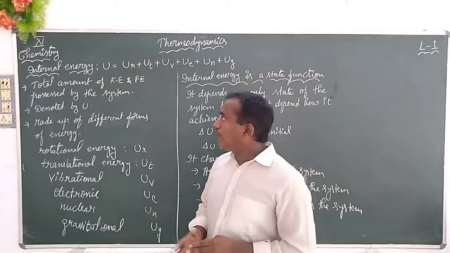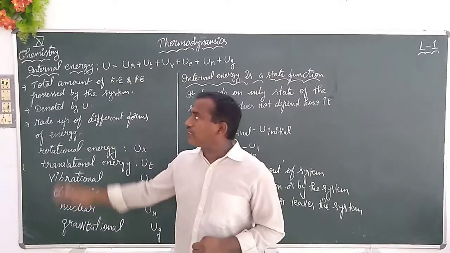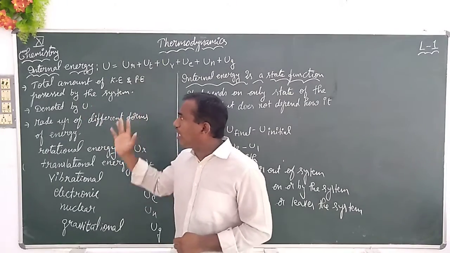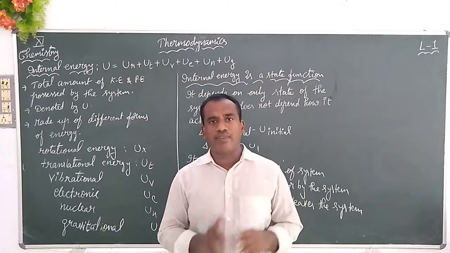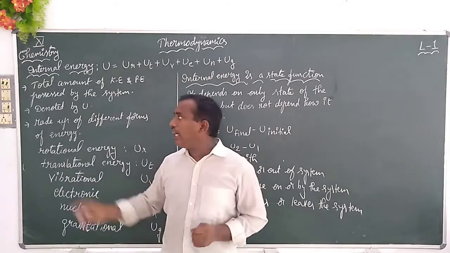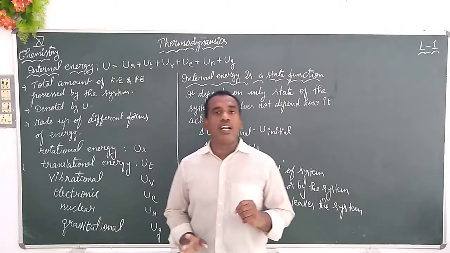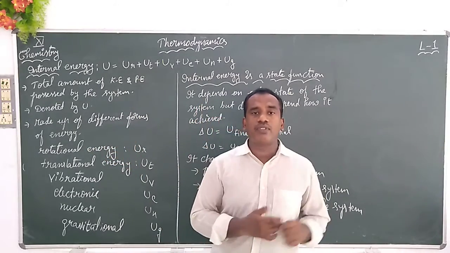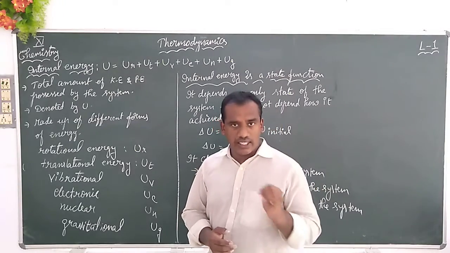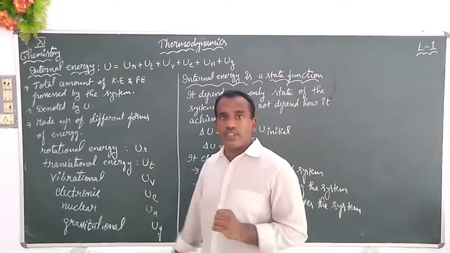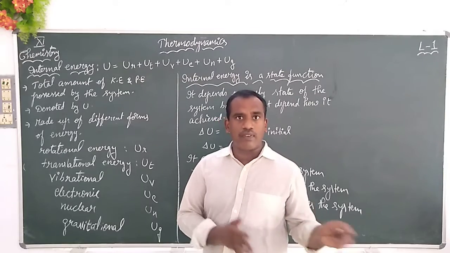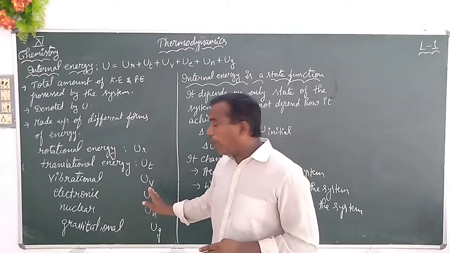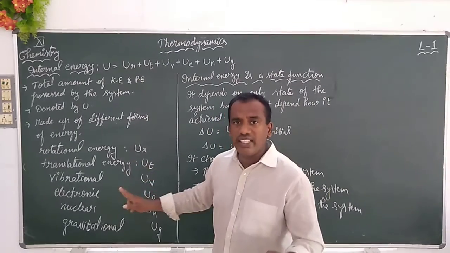So the definition for internal energy is the total amount of kinetic energy and potential energy possessed by the system. It is denoted by the symbol capital U, made up of different forms of energies. What are the different forms of energies related to internal energy? One is rotational energy, where the particles rotate. Or translational energy, or we can say vibrational energy. See, these are all internal energy only.